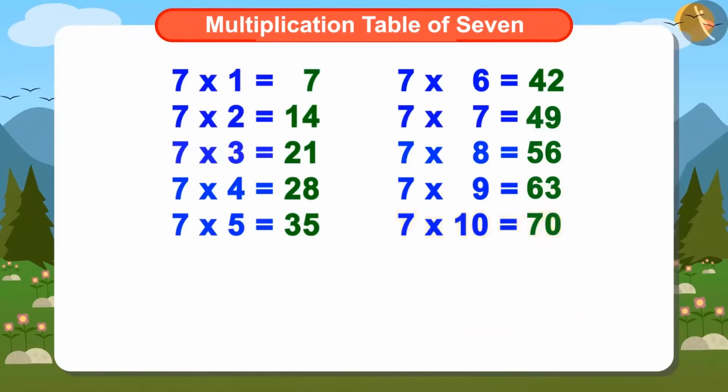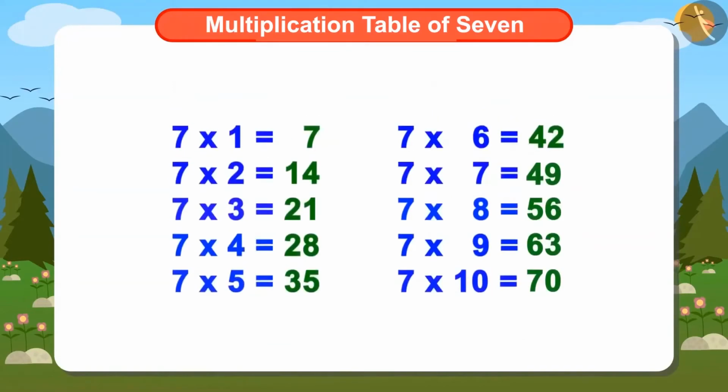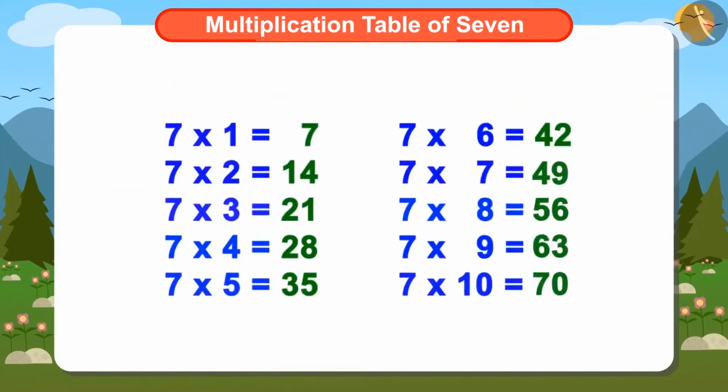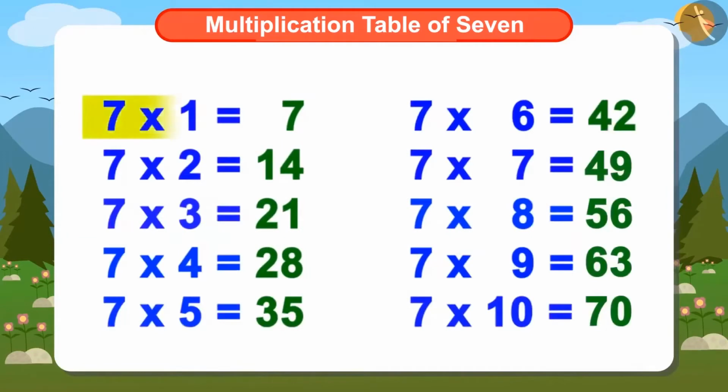Now, you have written the complete table of 7. Let's memorize it by singing. 7 ones are 7, 7 twos are 14, 7 threes are 21, 7 fours are 28, 7 fives are 35, 7 sixes are 42, 7 sevens are 49, 7 eights are 56, 7 nines are 63, 7 tens are 70.